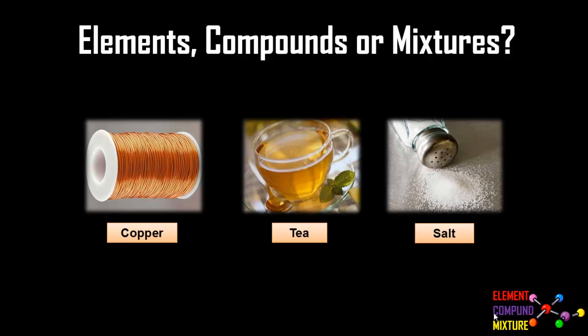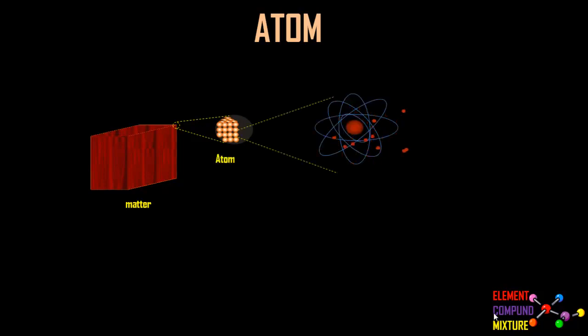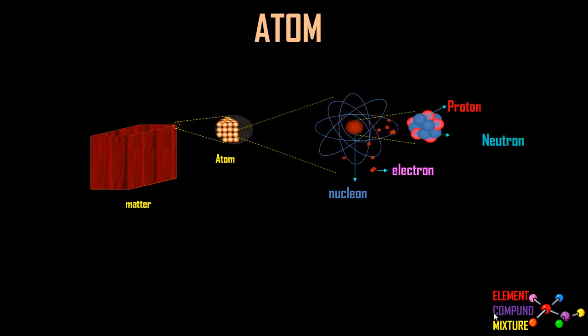Before we answer this question, I will present about atom. What is atom? Every matter in the world contains many atoms. Every atom has a nucleon in the center of the atom, and electrons. In the nucleon, there are protons and neutrons. Electron is negative, proton is positive, and neutron is neutral.